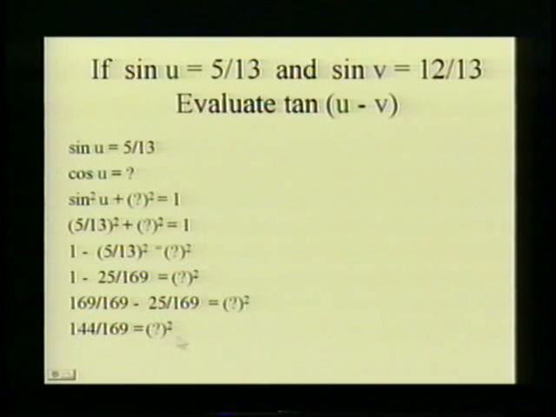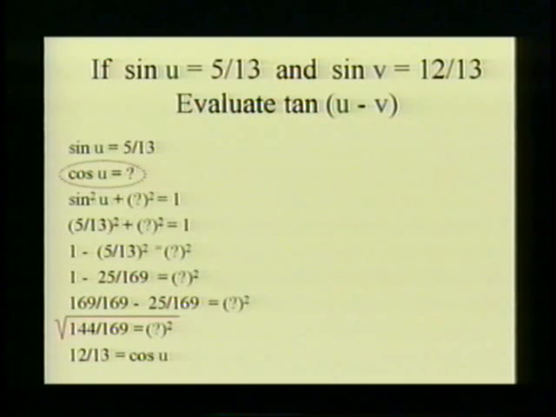But that's not the cosine of u. That's the cosine squared of u. I don't want to know the cosine squared of u, I want to know the cosine of u. So I take the square root of both sides: the square root of the cosine squared is the cosine of u, and the square root of 144/169 is 12/13. So I know the cosine of u. Let's play the same game quickly with the sine of v.